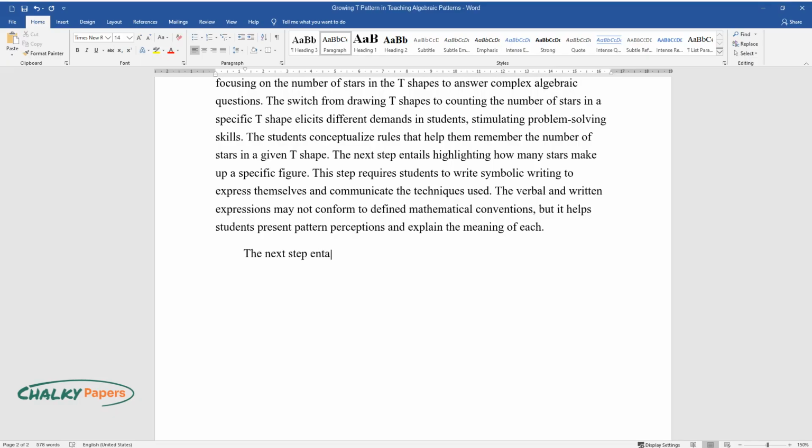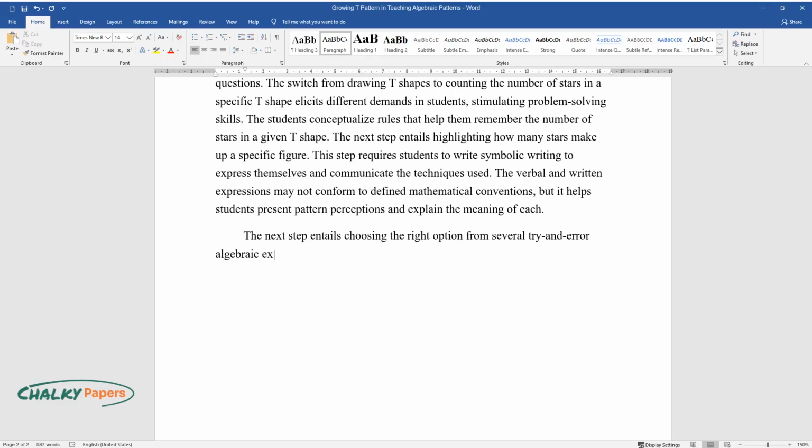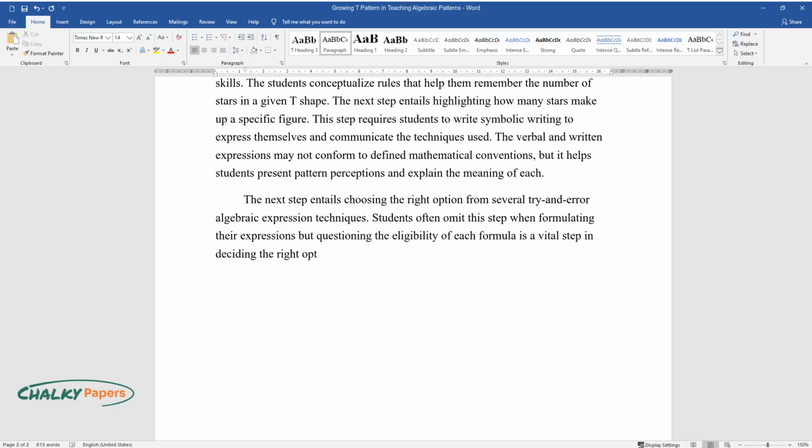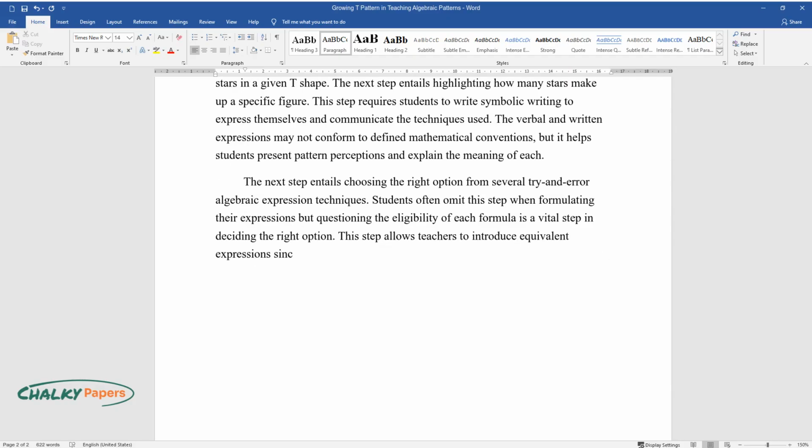The next step entails choosing the right option from several try-and-error algebraic expression techniques. Students often omit this step when formulating their expressions, but questioning the eligibility of each formula is a vital step in deciding the right option. This step allows teachers to introduce equivalent expressions since students will have to determine which expression is correct.